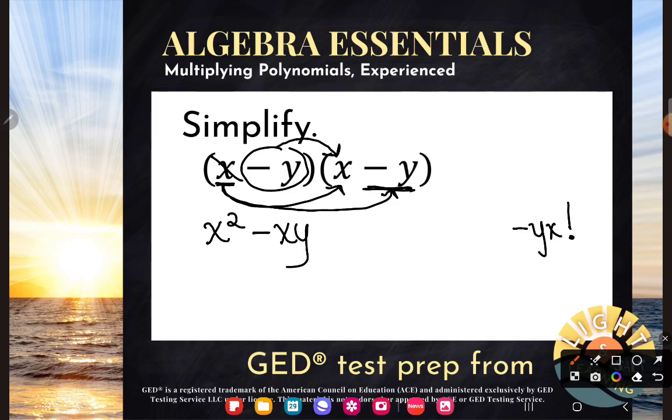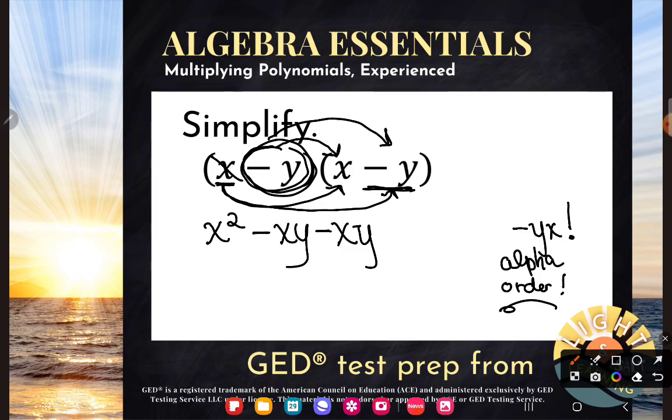So I would recommend that you do the standard thing that mathematicians do, which is write the variables in alpha order. It's not that you're wrong if you write it the other way. It's just that you'll make fewer errors with combining like terms when you do it this way. So instead of writing negative yx, I'll still have the negative up front, but I'll put those in alpha order, xy.